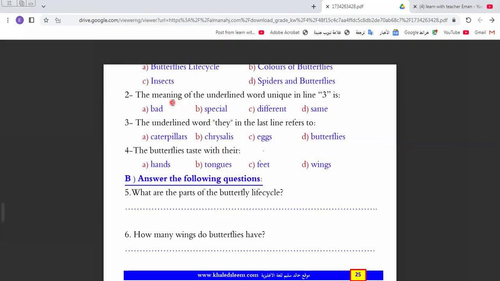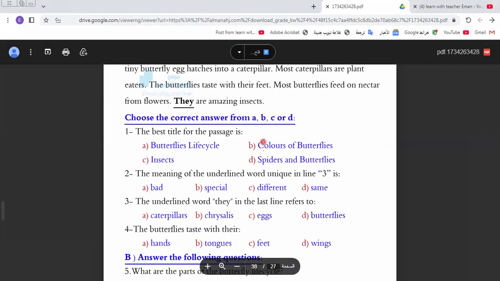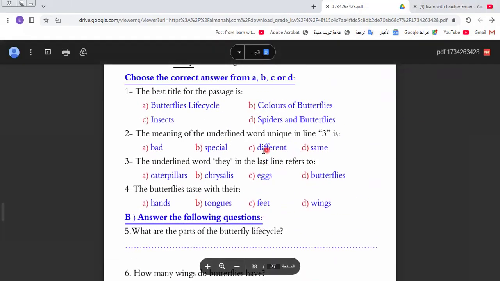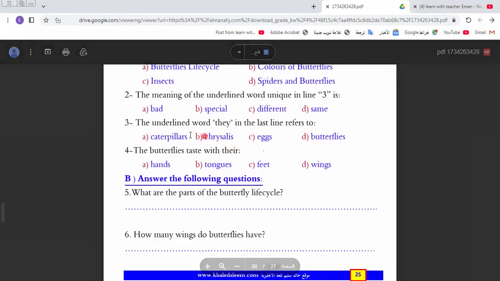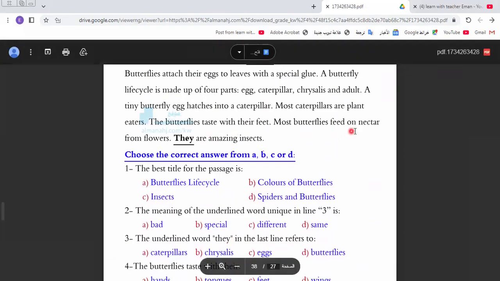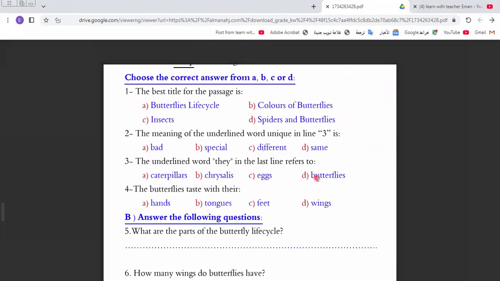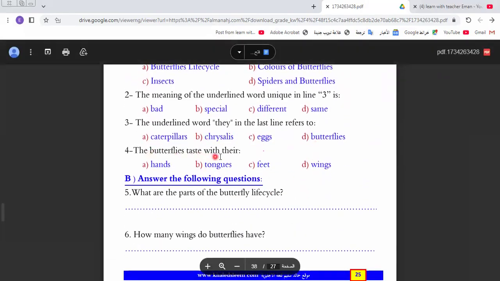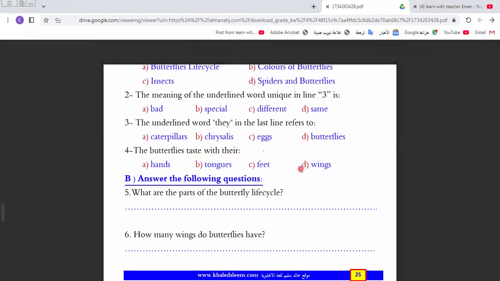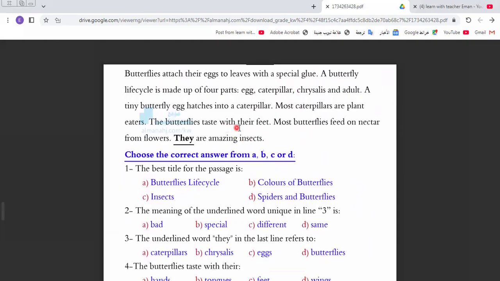Life cycle. The meaning of number 3, unique. Here unique means what? Special. Unique means special here. Let's go to another one. They here refers to what? Most butterflies feed on nectar from flowers. They. So here I talk about what? About butterflies. Refers to butterflies. The butterflies taste with their what? With their feet.